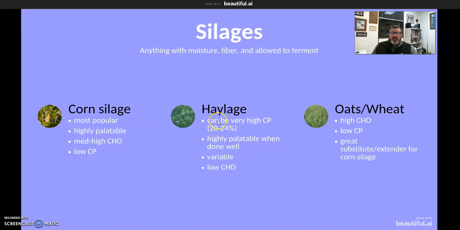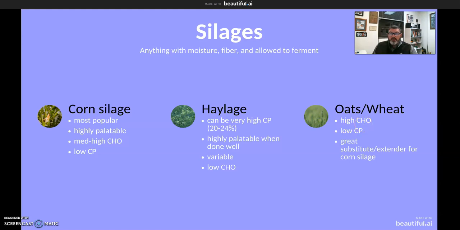And haylage and corn silage pair well in the diet if we're talking about TMRs for dairy cattle. Oat and wheat silages, again, great substitutes or can extend for corn silage needs. Sometimes seeded in the fall and chopped before frost. It just depends on how you want to go about it. Wheat, kind of an early season crop in the springtime.